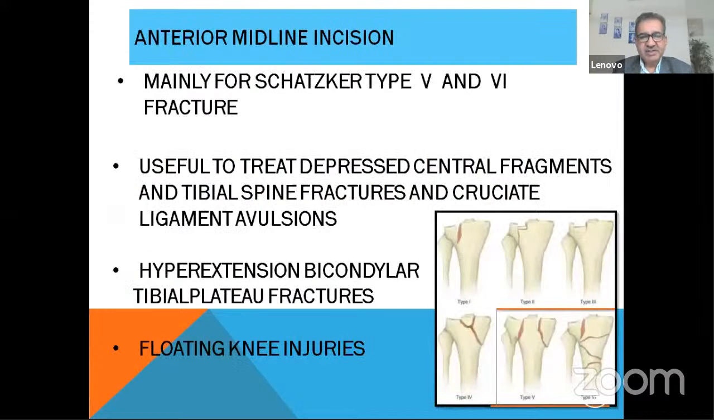So mainly I will be discussing these 4 indications: Schatzker type 5 and 6 fractures, but not much of a posterior combination, posterior involvement. Then useful to treat the depressed central fragment, tibial spine fracture, and cruciate ligament avulsion, and hyperextensional bicondylar tibial plateau fractures. Probably this is the best approach where you can approach these fractures. And floating knee injuries, that is actually a relative indication.